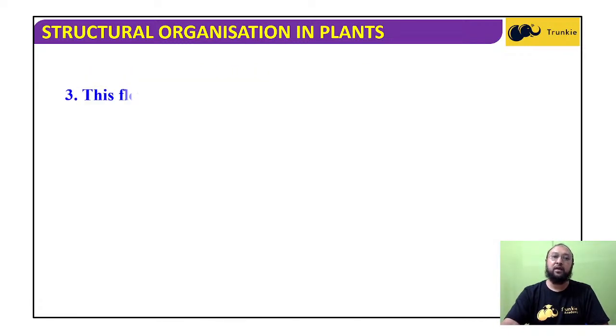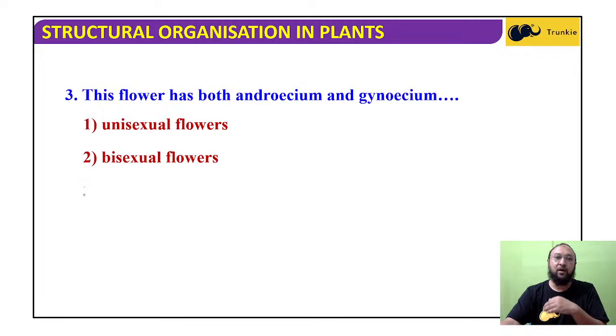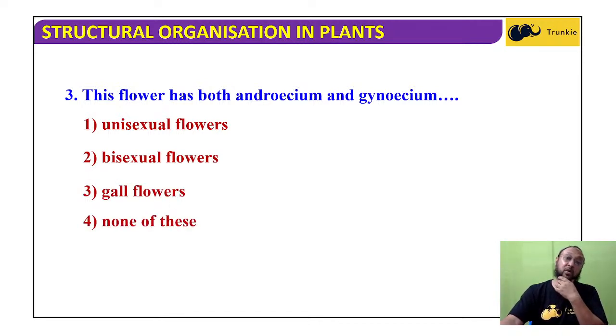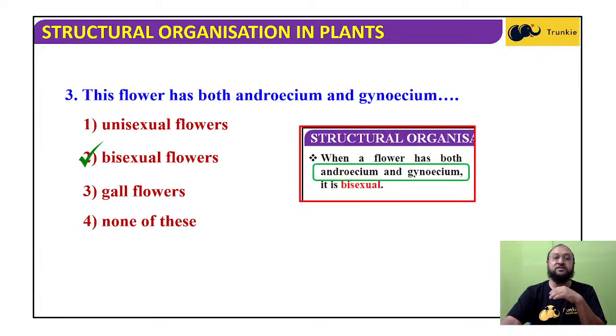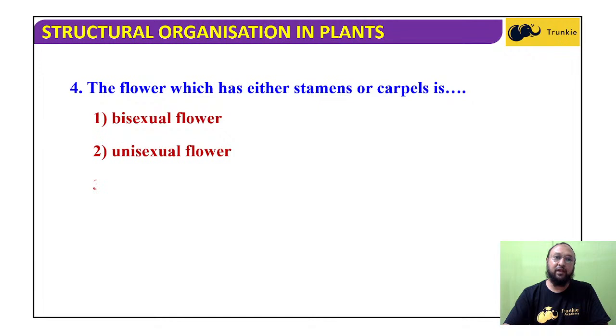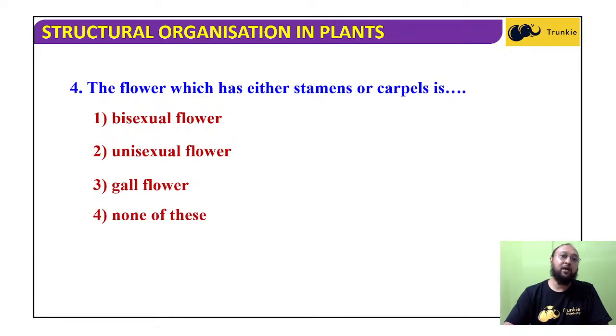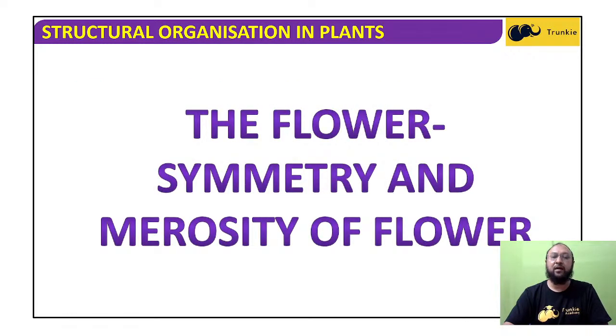Okay. Now this flower has both androecium and gynoecium. It is called: is it unisexual, or is it bisexual, or is it a gall flower? Okay, so it is none of this? No. It is the bisexual flower. So the correct answer for this will be the bisexual flower. Okay. The flower which has either stamens or carpel is bisexual, or unisexual, or gall flower, or none of these? It is a unisexual flower. Okay, so only one part, either androecium or gynoecium, is present.